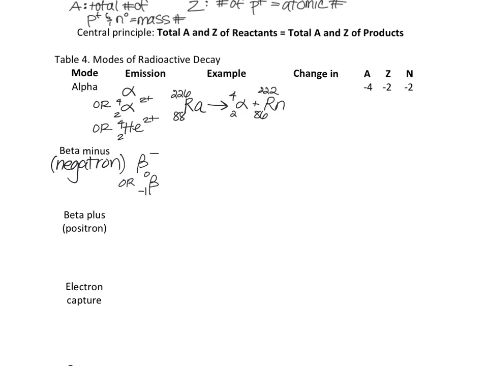What's happening in beta minus? I'll put a little note right here. A neutron in the nucleus is being converted to a proton. So a neutron is changing into a proton. You may also see it like this, one of the other ways to write neutron and proton. Therefore, a negatron or a beta minus particle is being emitted. This is the radioactive emission, the radioactive particle that's being emitted.